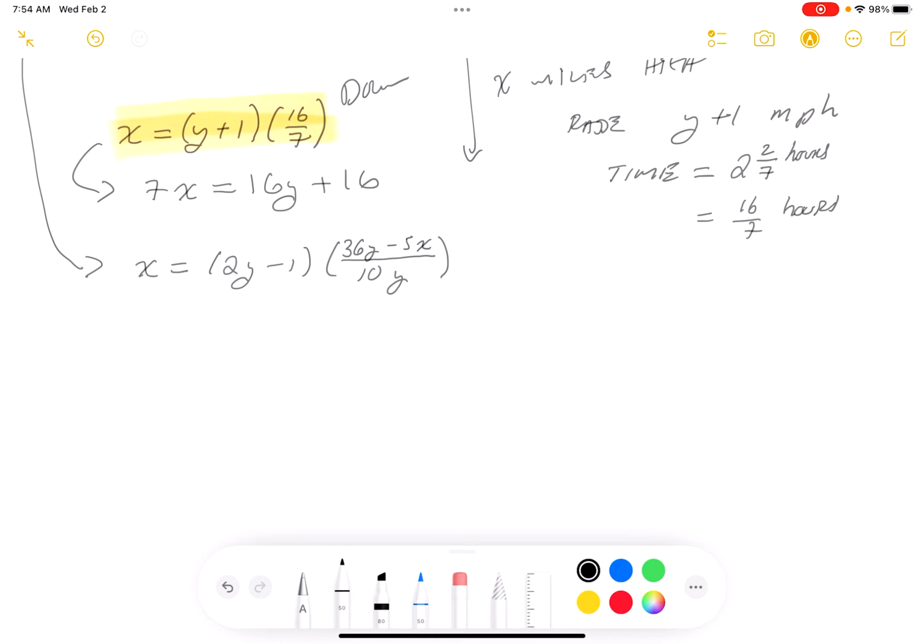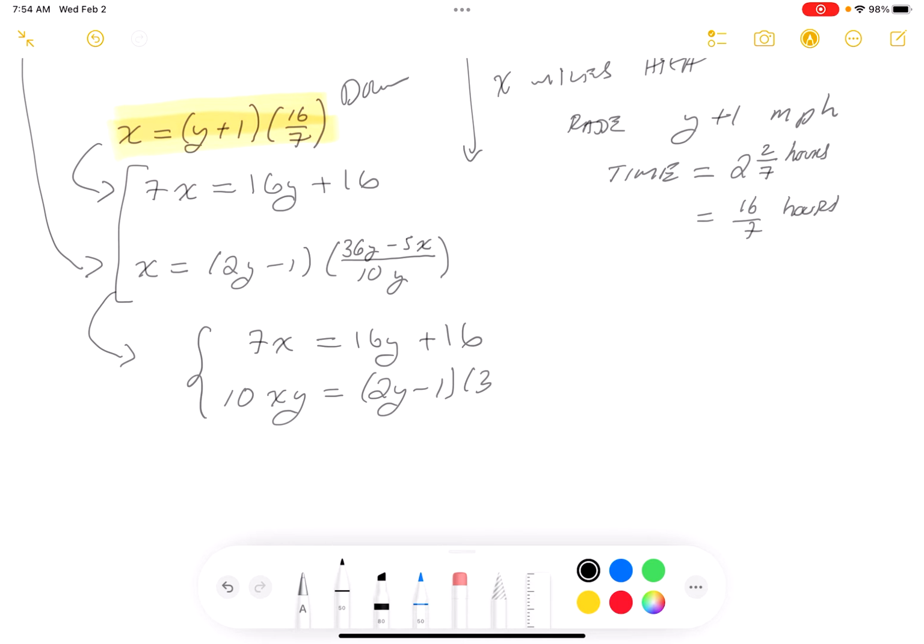All right? I want to keep moving through the problem. And I'm looking at these two over here. I want to keep working at it, all right? And I'm going to write it down. I'm going to write down 7x equals 16y plus 16. And I'm going to multiply both sides by 10y on the second equation. What do you get? 10xy equals 2y minus 1 times 36y minus 5x.